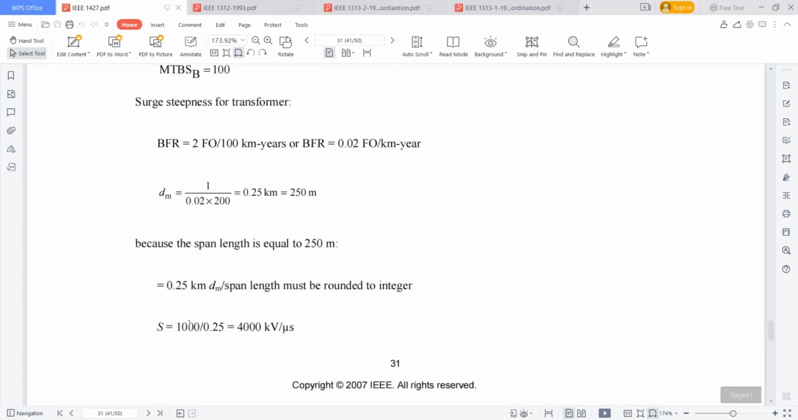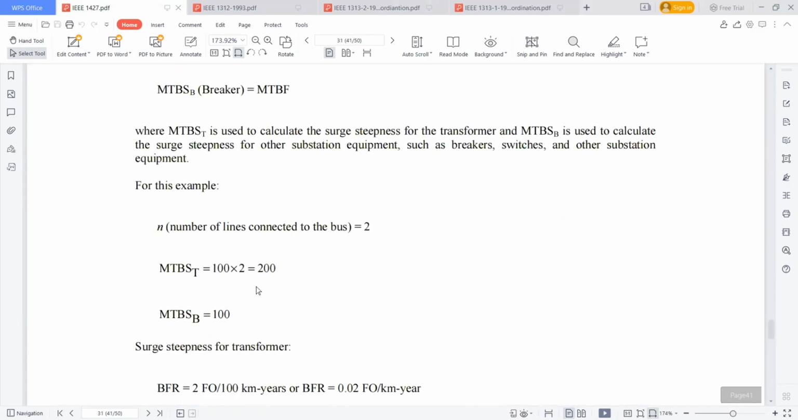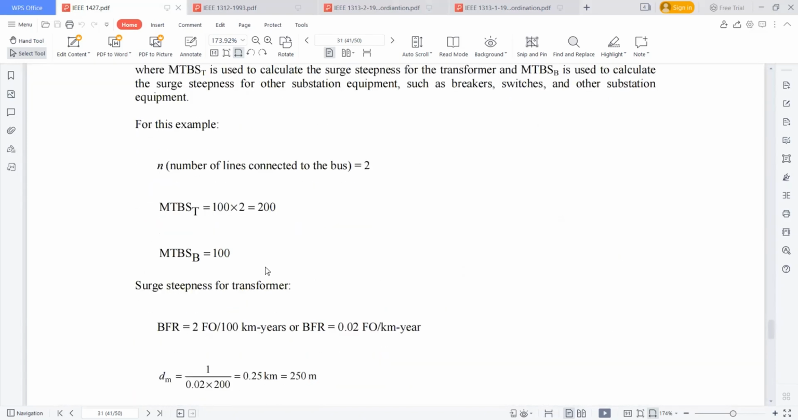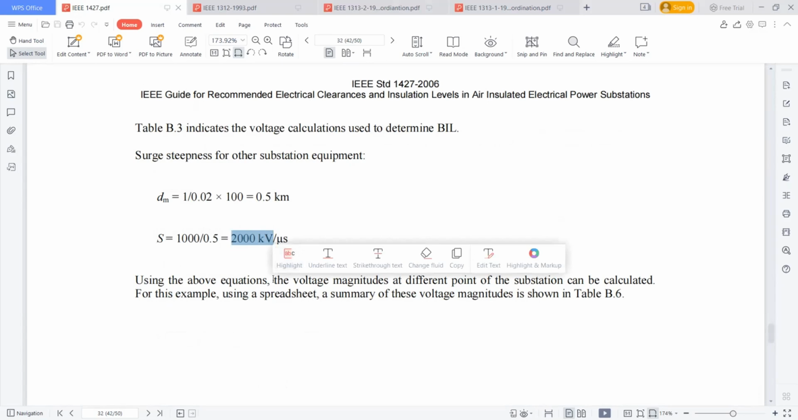So after getting this steepness for all the other substation equipment, I calculated it for the main equipment like the transformer and the breaker. But what about the other equipment? Generally it is 1000 by 0.5, which is 2000 kilovolts per microsecond.